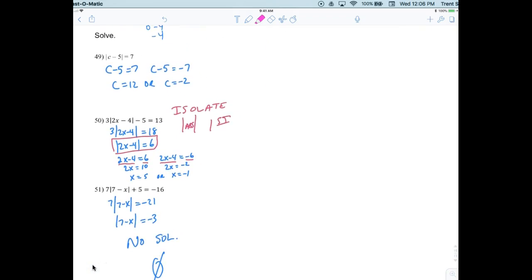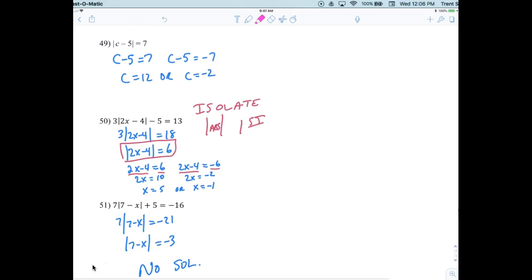Okay, now we're practicing solving absolute values again. So we did this earlier in the day, so it should be just pretty much a review here. So you would say C minus 5 equals 7, and then you would say C minus 5 equals negative 7. Everybody good on this?